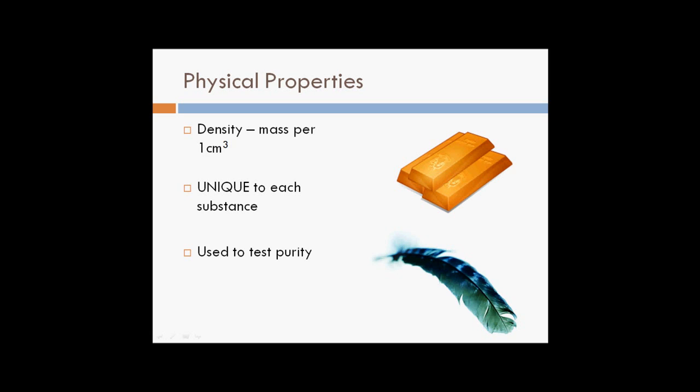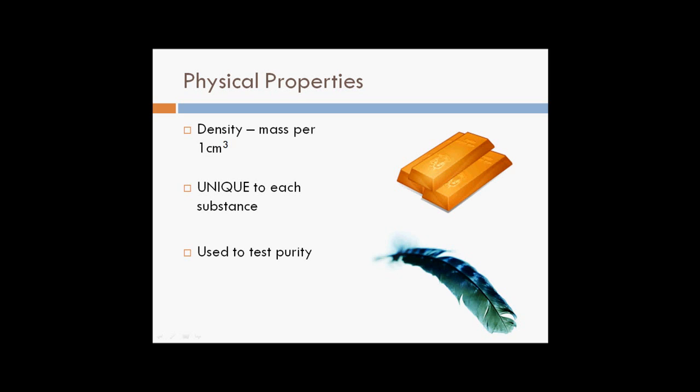Another physical property is density. Okay, density is your mass per unit, all right, per unit of volume. So this can either be measured as mass per centimeter cubed, or it can be measured as mass per milliliter. Generally, we use milliliters for liquid volumes. We would use cubic centimeters sometimes for gases. Gases can also be measured in milliliters, but generally solids are measured in centimeters cubed. So this value is going to be unique to each substance, and it's going to be used to test purity.